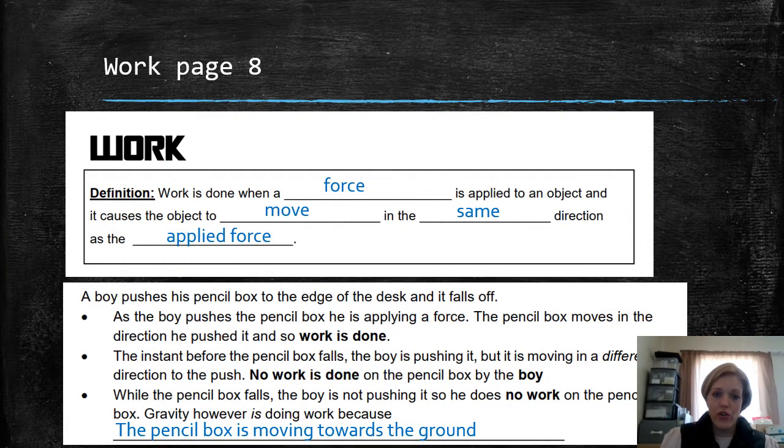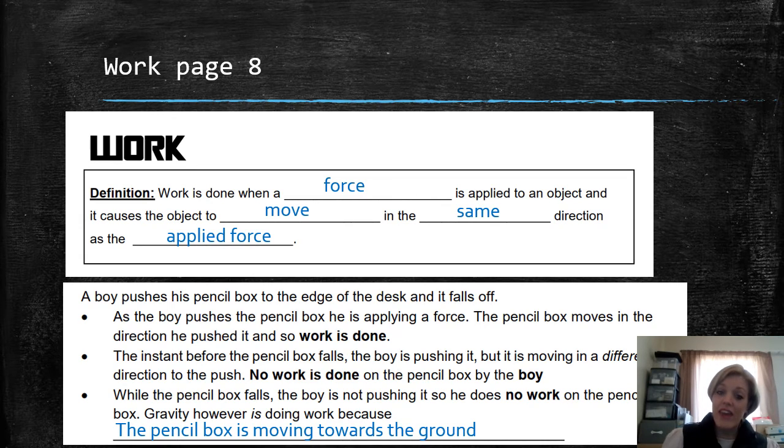Okay, so on page 8, there is a section for the definition I need you to fill in for me. Work is done when a force is applied to an object and it causes the object to move in the same direction as the applied force. So make sure that you fill that in. The example that the book has is that of a pencil case. A boy pushes the pencil case, and it moves in the direction that he pushes in. So work is being done as he is pushing that pencil case on the desk.